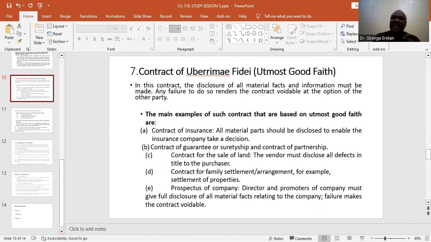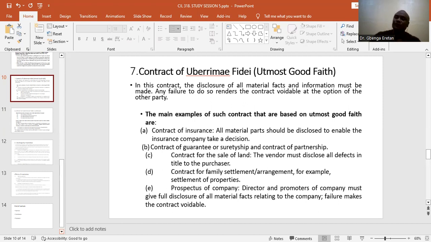Contract of guarantee, suretyship, and apprenticeship. When you are standing a guarantee for a person, you must be able to tell the other party that you know the character of this person. You can talk about the character of this person, everything you know about the person, you are expected to disclose it. Where you fail to disclose the relevant fact about the person you stand guarantee for or suretyship, it renders the contract of guarantee void and not valid.